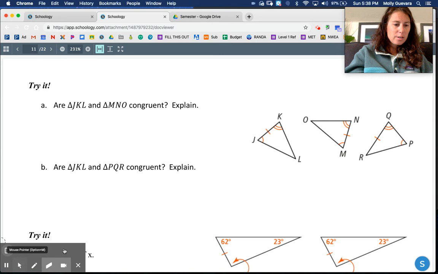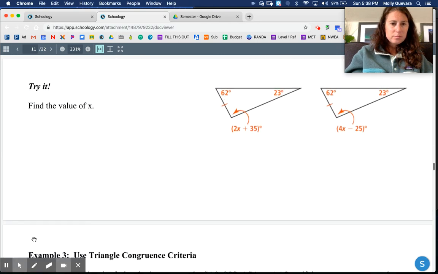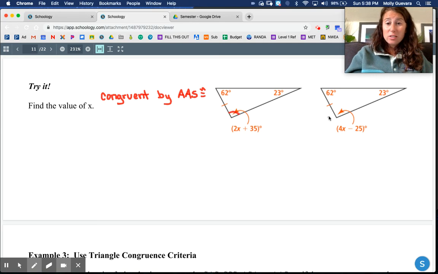Okay, one more, try it here. So this one says find the value of x. Okay, so the first question is, are these two triangles congruent? And they are congruent here. I have 23, 62, so I know two angles. And I know a side not between the two angles, right? This is not between the two angles. So they are congruent, by angle, angle, side. So since they are congruent, I know that this angle and this angle are the same. So now that I know that those angles are the same, go ahead and solve this for x, hit pause on the video, and then when you're ready to go over it, we can hit play and let's review it.